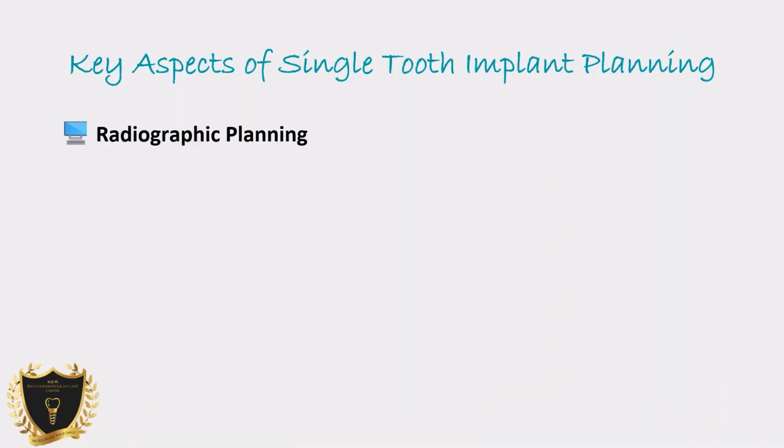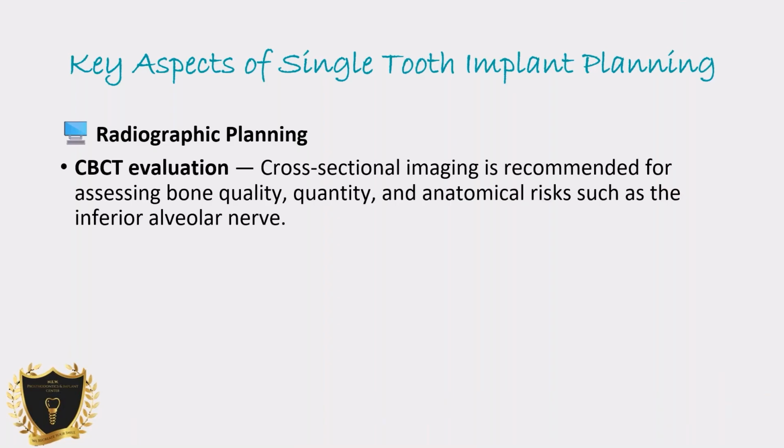The next step is radiographic planning. So once I have done a clinical examination, then I want to collect my data. That could be a periapical radiograph to start with, a panoramic radiograph. The two-dimensional imaging is always the baseline where we start from. But in today's day and age, the gold standard is cone beam CT.